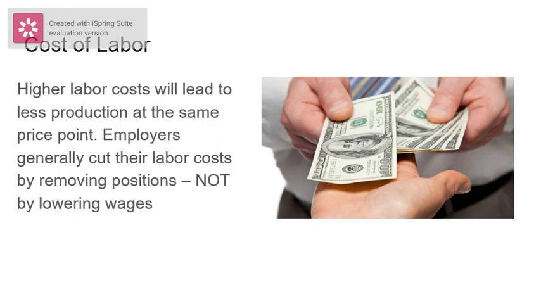Likewise, the other major cost to producers is labor. If labor costs rise, firms will be forced to produce less unless they pass those costs on to the consumer. Employers can cut labor costs, which they usually do through cutting positions instead of reducing wages.